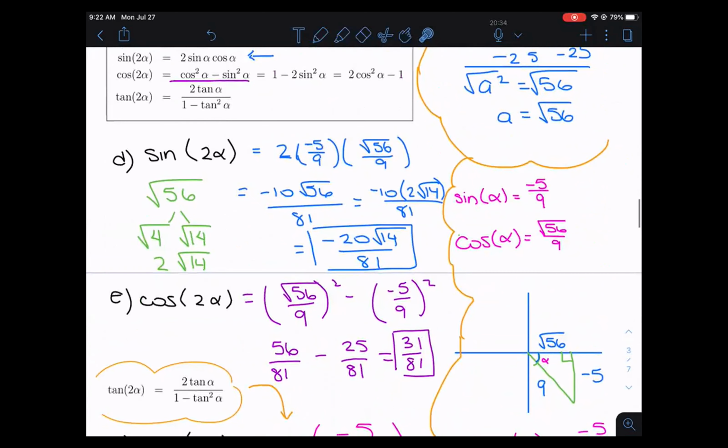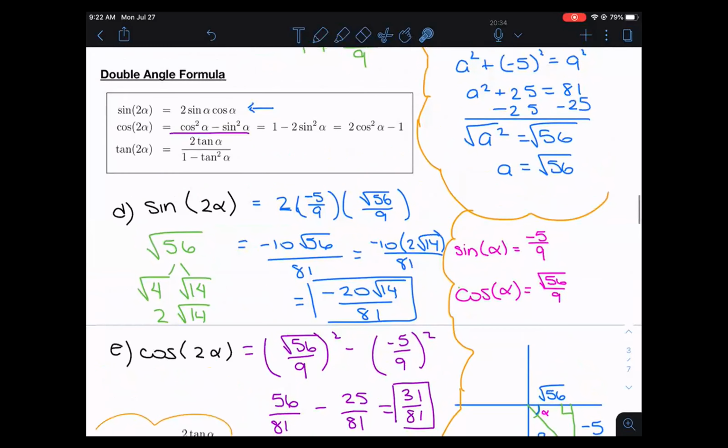Okay, so now let's talk about double angles. Double angles are actually the same thing. Again, you're just using the formula, and that's how you can identify each of these.